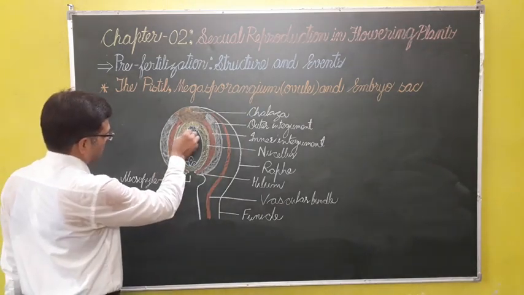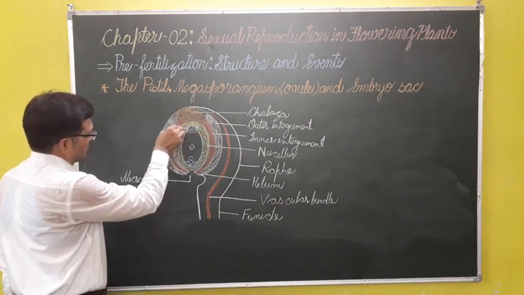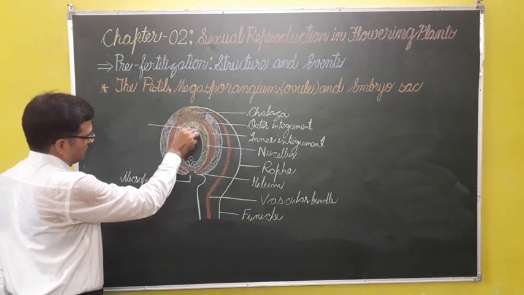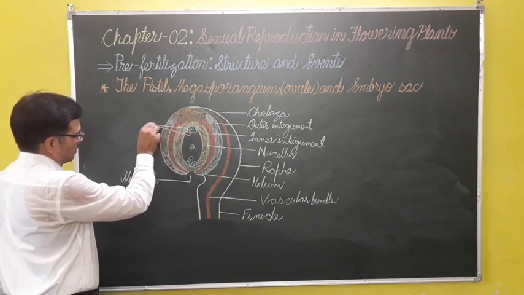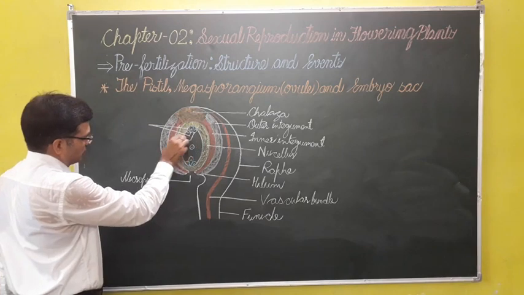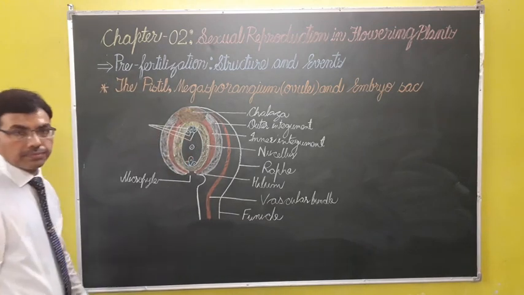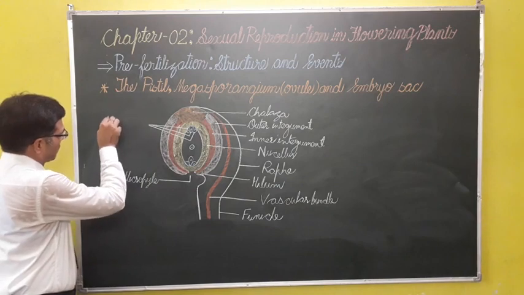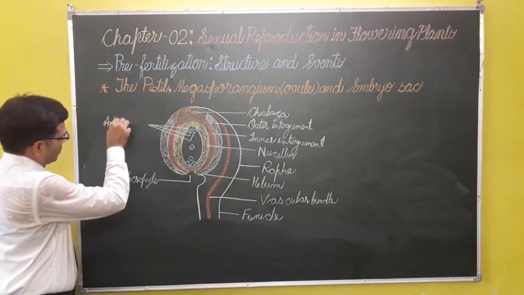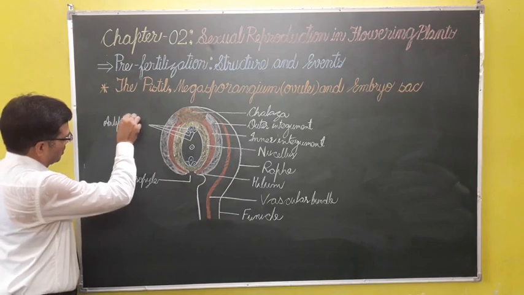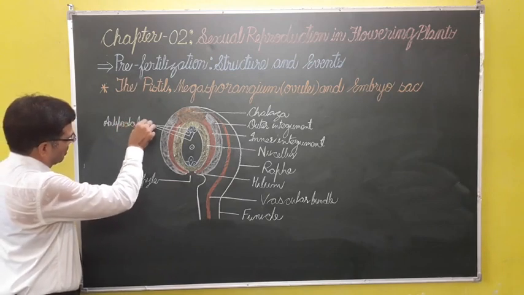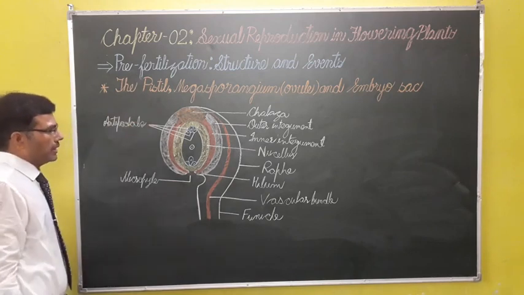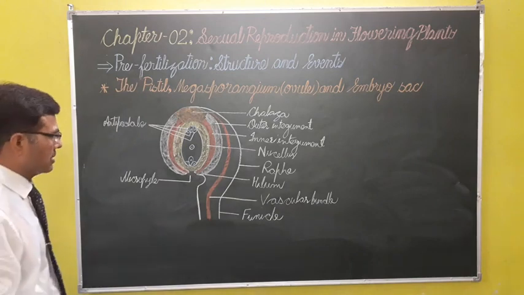Now these three cells which are towards the chalazal end, 1, 2 and 3, are called antipodals. In short, they are called antipodals. In full, you can say antipodal cells.